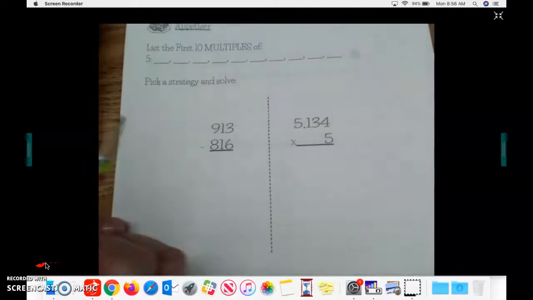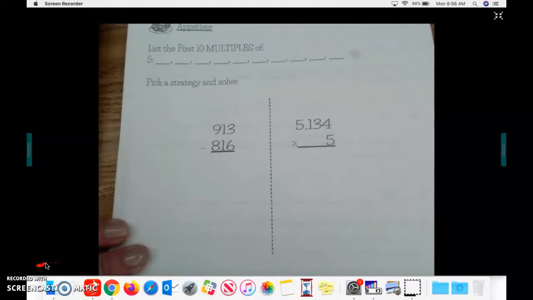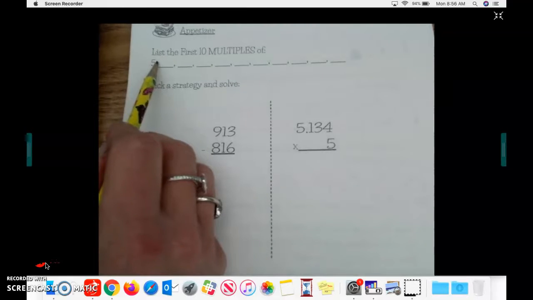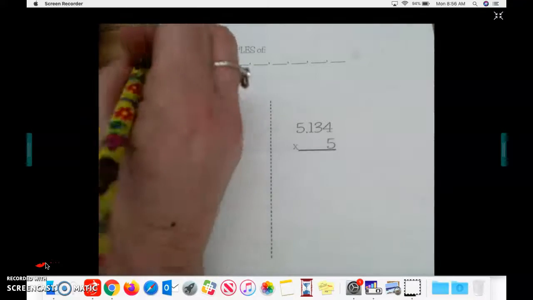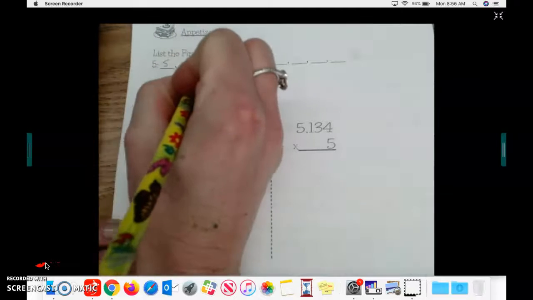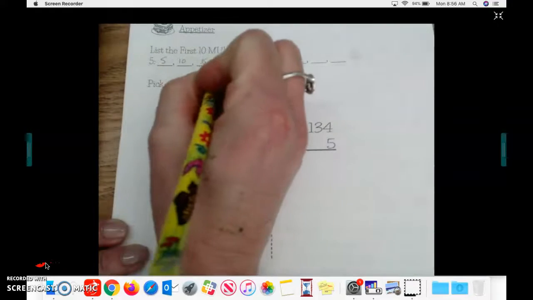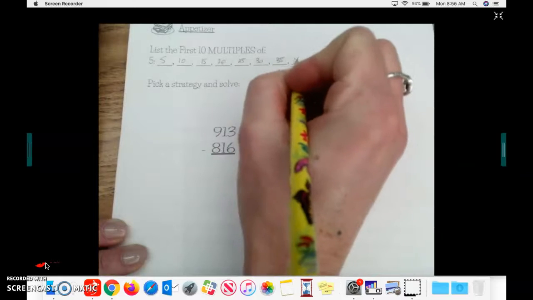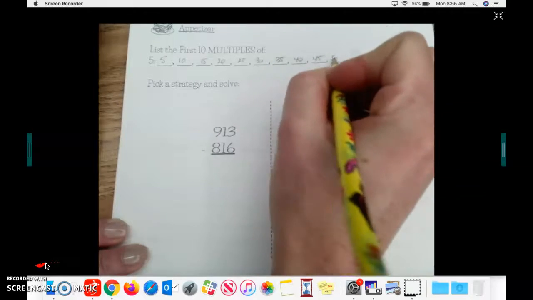All right, Tuesday's math menu is also going to cover patterns, but again, before we can jump into the main course, we need to check our work on the appetizer. First thing you needed to do is list the first 10 multiples of 5. So we're skip counting by 5s. So 5, 10, 15, 20, 25, 30, 35, 40, 45, 50.